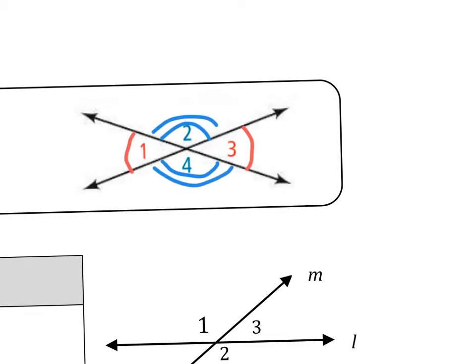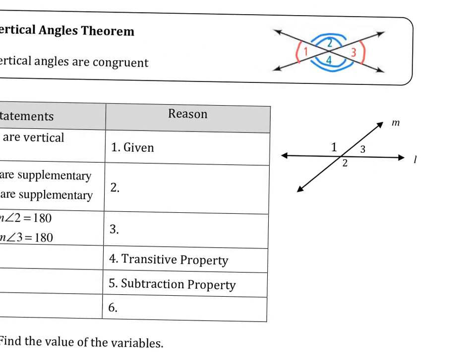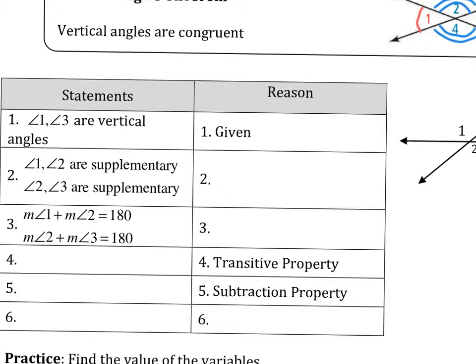Notice that we're not talking about angles 3 and 4. Angles 3 and 4 are not vertical. Those are called a linear pair, and they're supplementary. 2 and 3 are supplementary. 1 and 2 are supplementary. 1 and 4 are supplementary. But 1 and 3 are vertical. So therefore, they are congruent. So let's prove it. Let's prove that these are congruent.